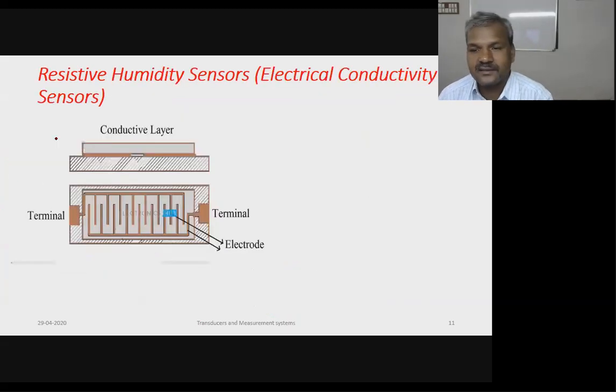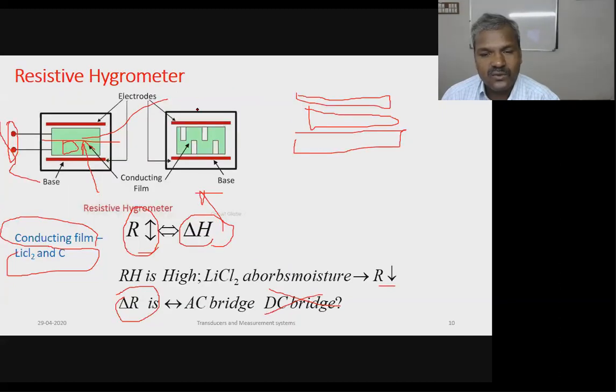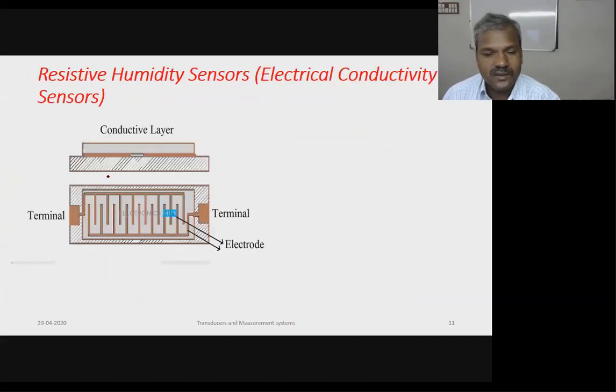So this is another constructional feature of the resistive, electrical conductivity sensor. This is the cross-sectional view, the side view. This is another structure. These two are the connecting terminal electrodes. This conductive layer is nothing but your lithium chloride and carbon.